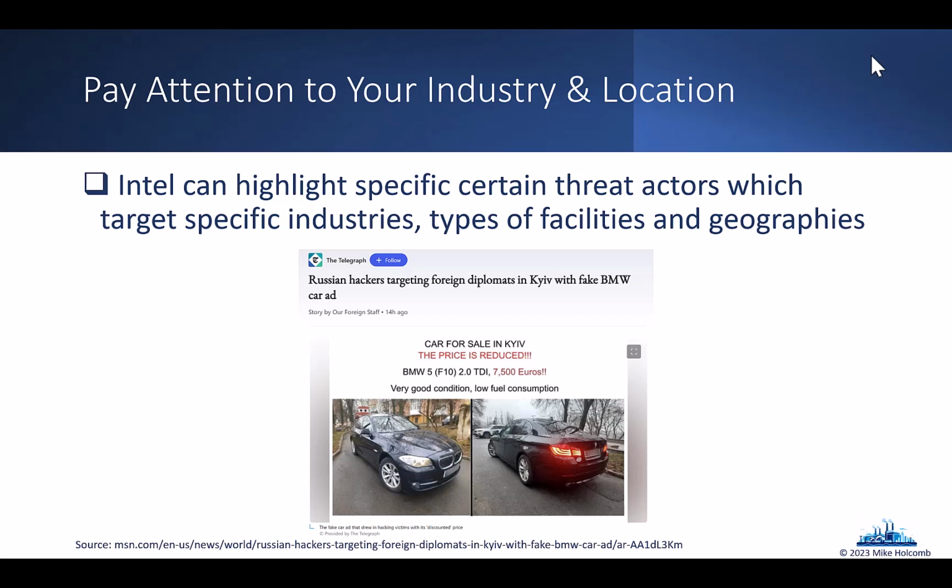So it's great when you can get as specific as possible, such as foreign diplomats in Kiev, but at the same time it can also apply to other diplomats, maybe not this specific type of attack, but variations of it. It's one of those attacks that we understand exists, it targets diplomats, we should be aware, and it probably could apply to many people in general.